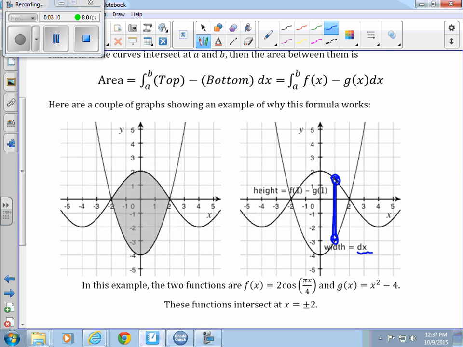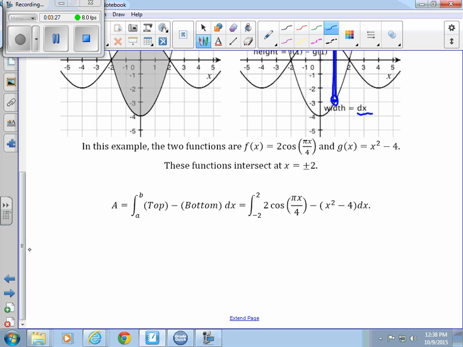So in this example, the two functions are f of x equals 2 cosine of pi over 4 x and g of x equals x squared minus 4. The intersections happen at x equals -2 and x equals 2. And so to find that particular area, it would be the integral from -2 to 2 of 2 cosine of pi x over 4 minus (x squared minus 4). Make sure the second curve is in parentheses, right? As always, if you're subtracting two functions, it would be the same way. And that's how you would find that area.